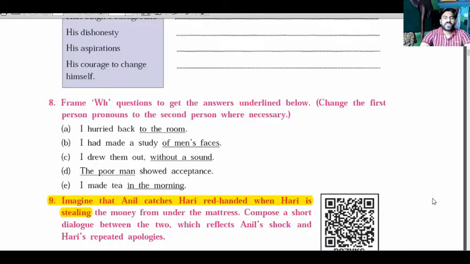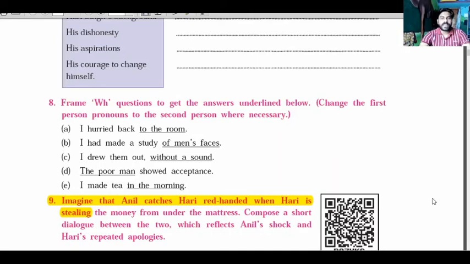Then eight: frame WH questions to get the answers underlined below. Change the first person pronouns to the second person where necessary. Now here there are some sentences, and the underlined words we have to change into question sentences. How? Look: I hurried back to the room. How did I come to the room? Okay. In hurried. So we have to turn these sentences into questions. How can we make them? Let's see.